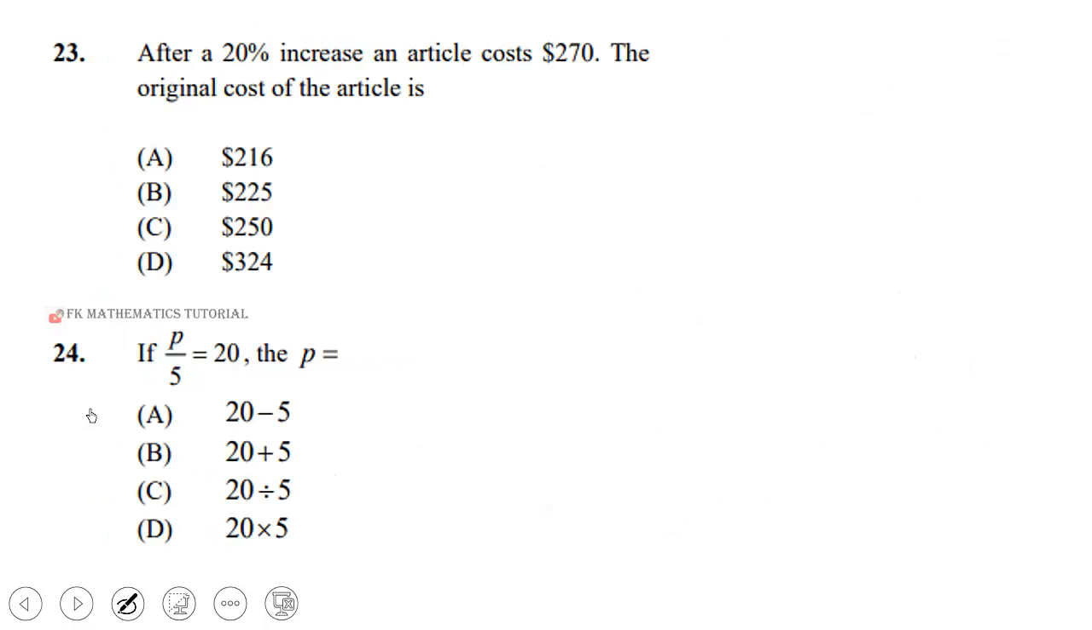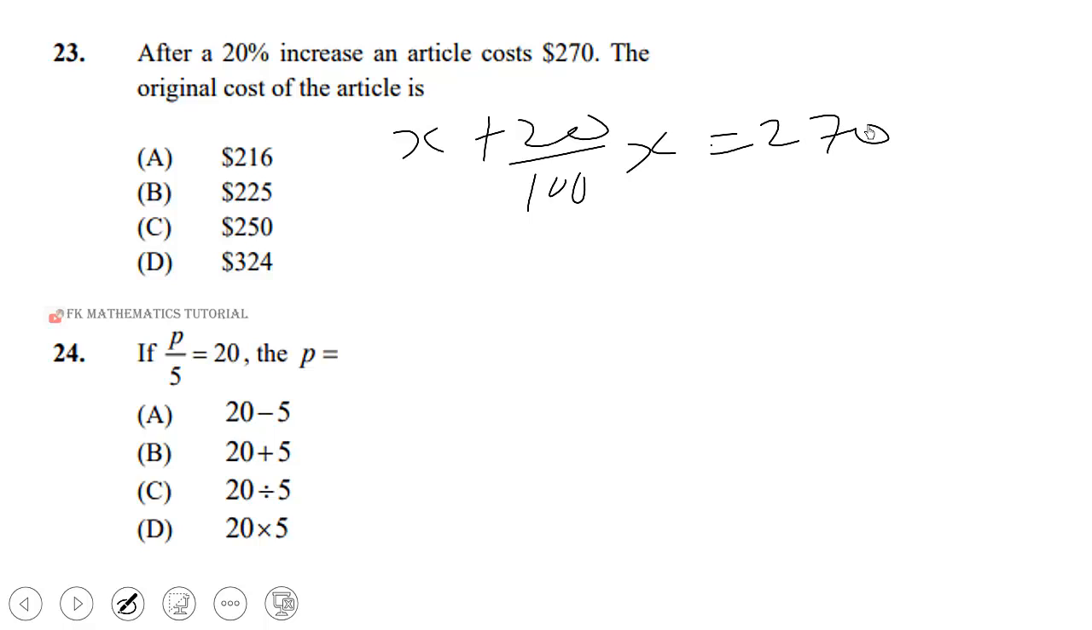Now let's look at question 23. After a 20% increase, an article costs $270. The original cost of the article is? So let the original cost be X. When we increase it by 20%, we add 20% of X. Then the new cost is 270. So we just have to solve for X in this case.